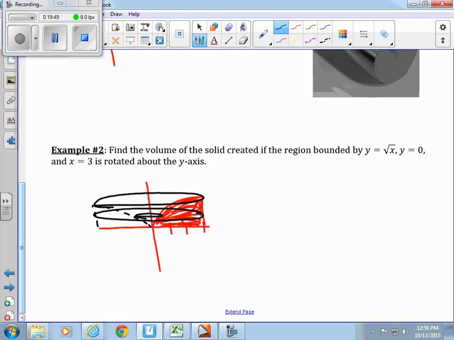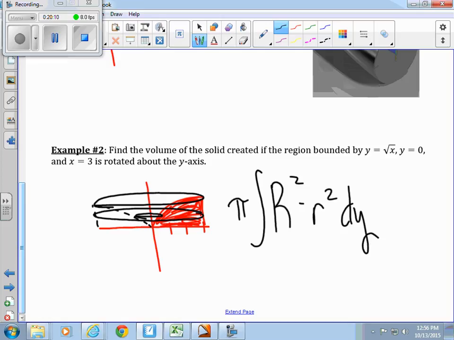Anyway, whatever it is, the cross section of it is a washer, right? The cross section is 2 circles, or a washer. And I'm integrating dy. Why dy? Those cross sections are perpendicular to the y-axis, where I'm rotating around the y-axis.